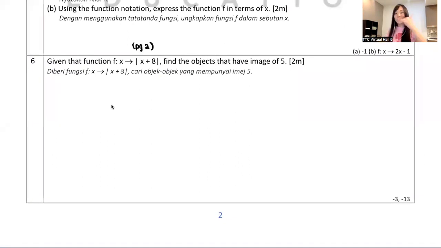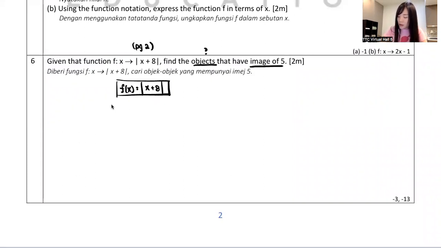We start from question 6. Okay, let me read it. They say, given the function f(x), when you write a function, you always don't write the arrow. You put a bracket and then modulus x plus 8. So this is the function f(x). Now they say, find the object that has the image of 5.